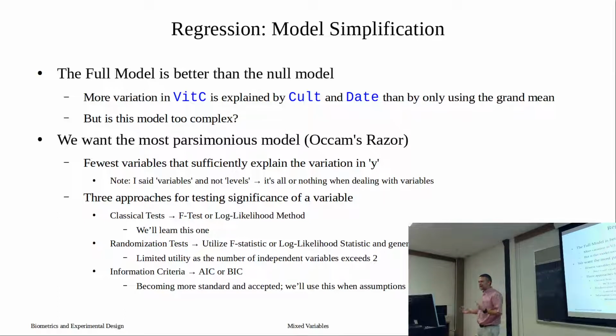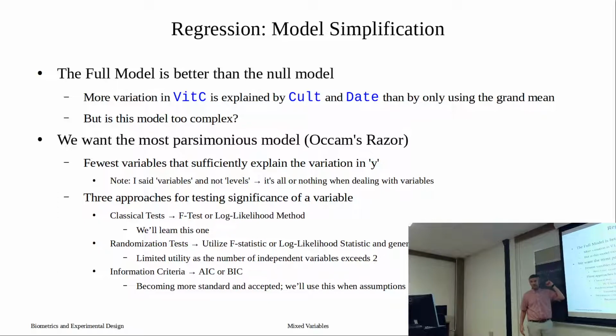I'll show you how we can do it. I think I do it here. But for the most part, we're going to run our classical test. You're going to see how that's done. And then we're going to rely on this information criteria, AICs or BICs, which will get us down to the simplest model.